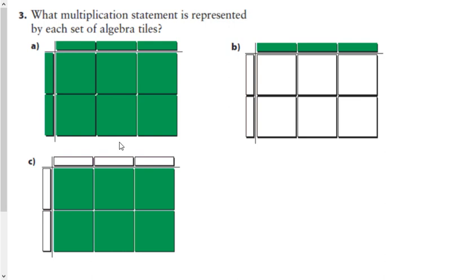Okay, this is an answer video to section 7.1 in your MathLinks 9 textbook on multiplication of a monomial by a monomial. Now, the first question that we did was question 3. I think we did 1 and 2, but the first question I'm going to answer is question 3. It says, what multiplication statement is represented by each set of algebra tiles?